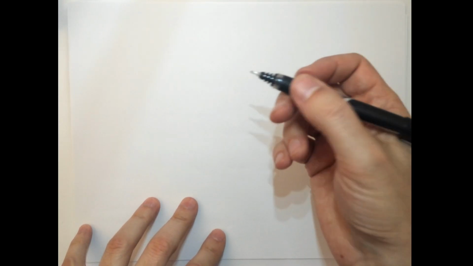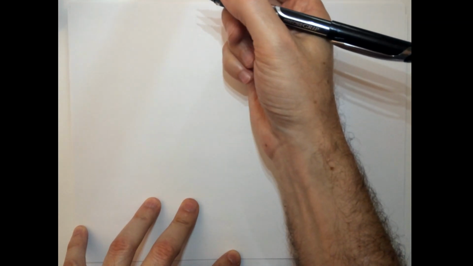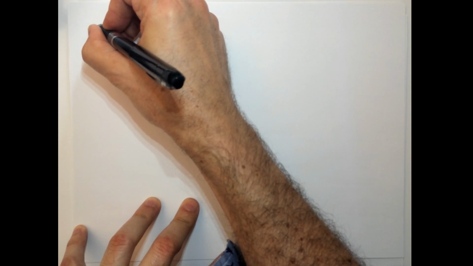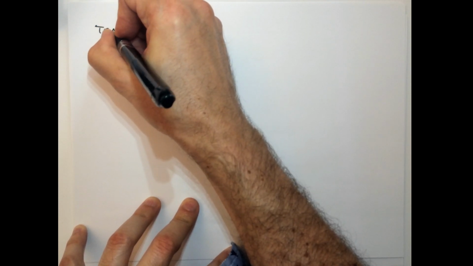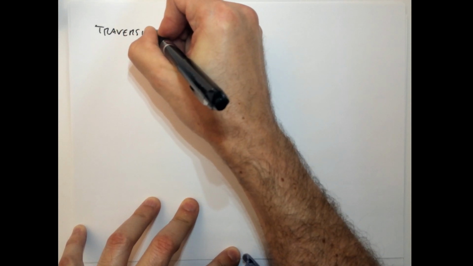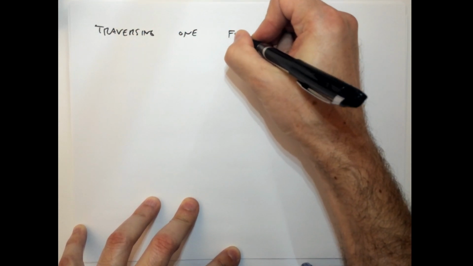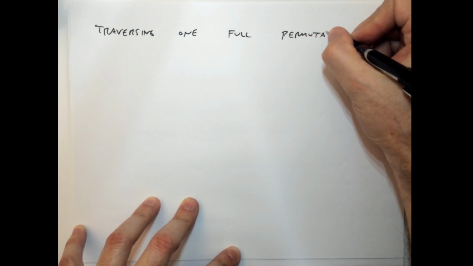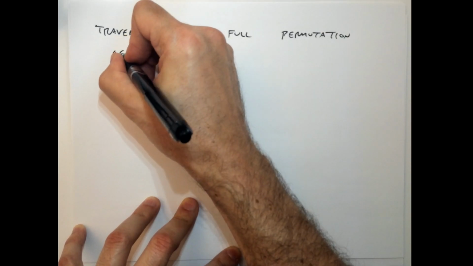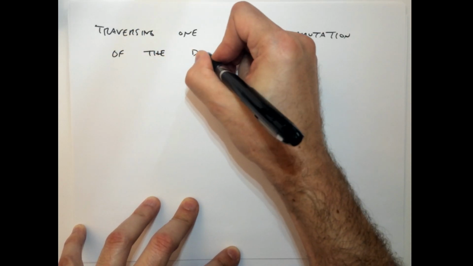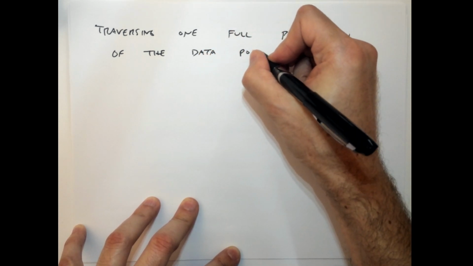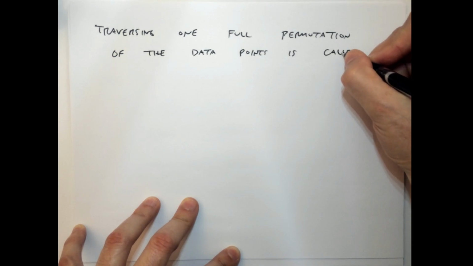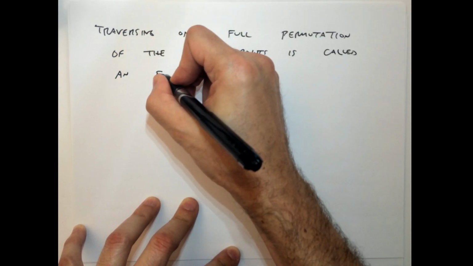So basically, traversing one full permutation of the data points is called an epoch.